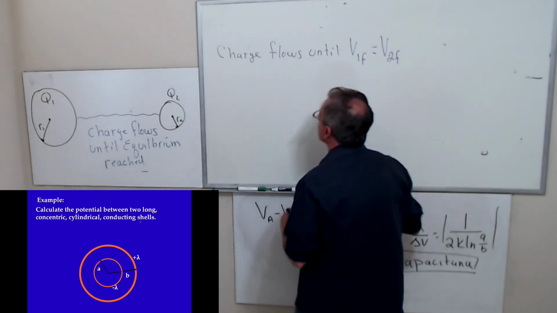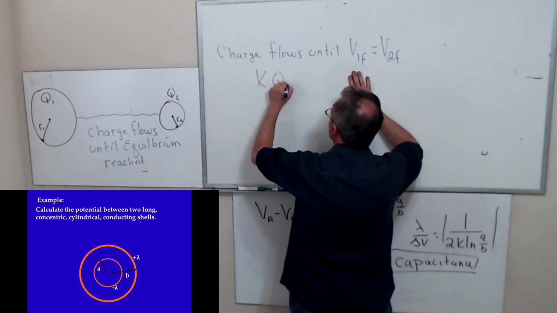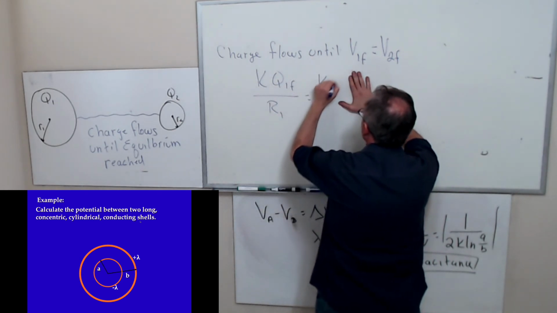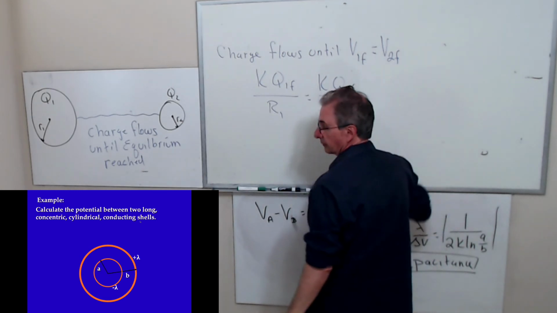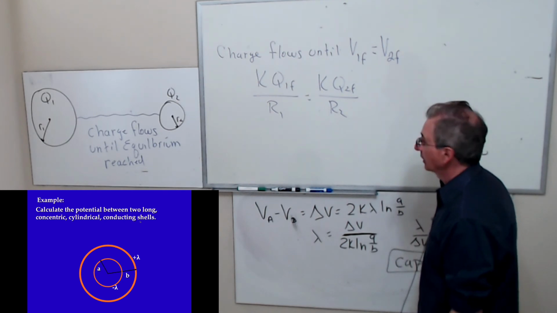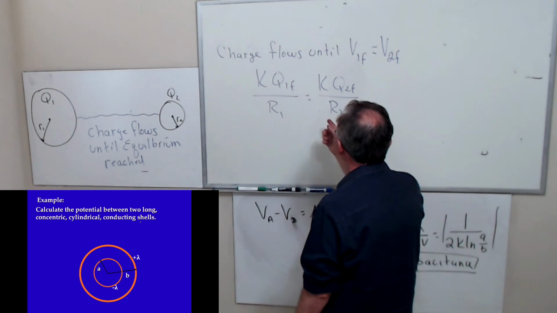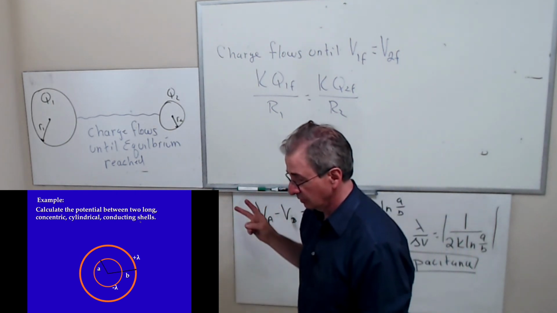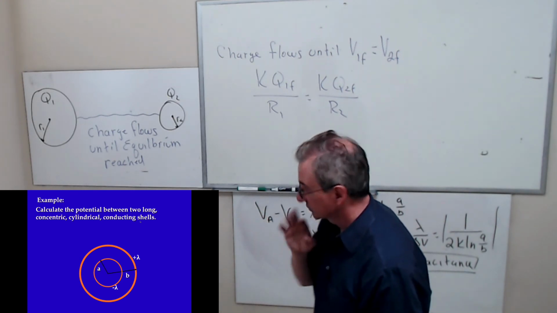So charge flows until kQ1final over R1 equals kQ2final over R2. How do I find Q1final and Q2final? Because I have one equation and two unknowns. But we know the total charge, right?